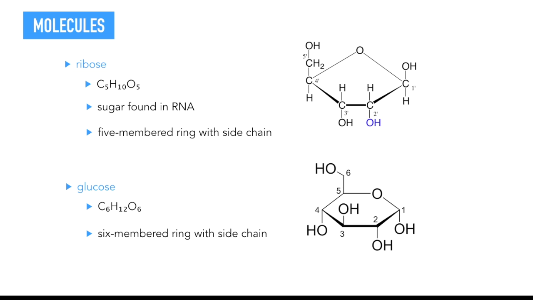Ribose has a molecular formula of C5H10O5, and it's a sugar found in RNA. It's a 5-membered ring with a side chain, so it has 5 carbon atoms.